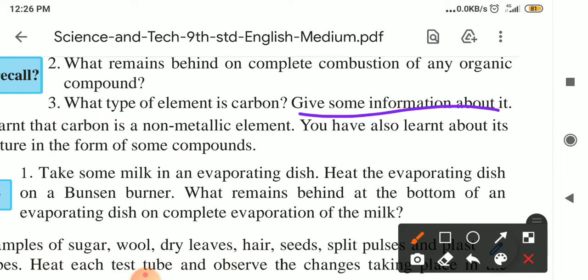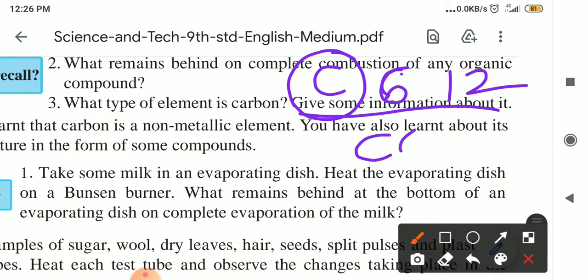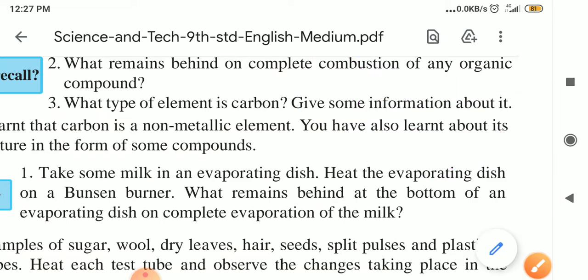So carbon: its atomic symbol is C, its atomic number is 6, and its atomic mass is how much? 12. In this way, this is the basic information. Carbon is present in gaseous form in the air, in the form of carbon dioxide or carbon monoxide. Carbon is present in solid state also, that is coal, ash and so on.